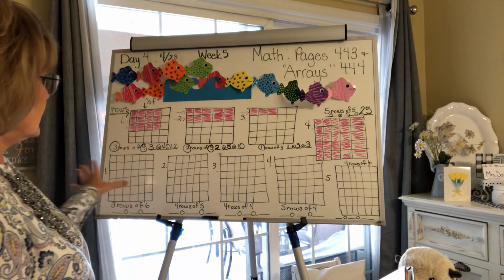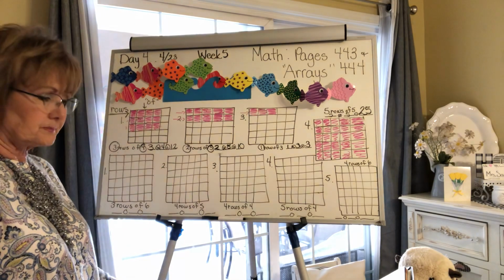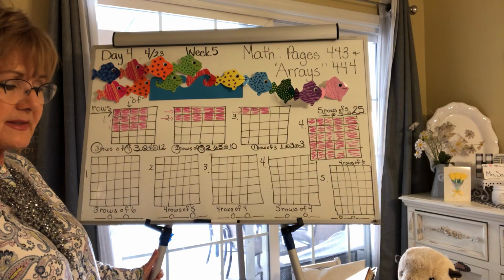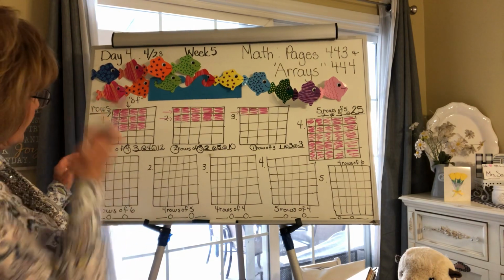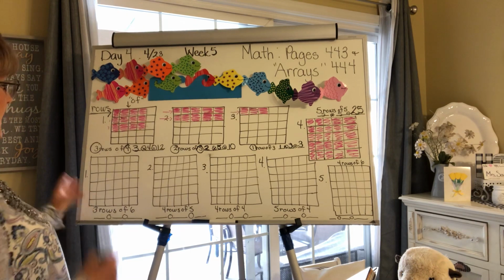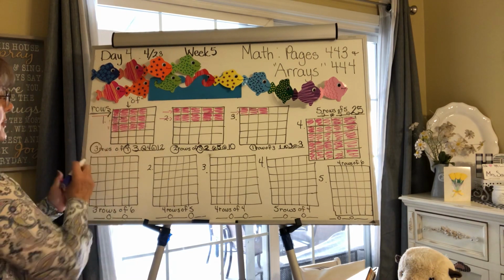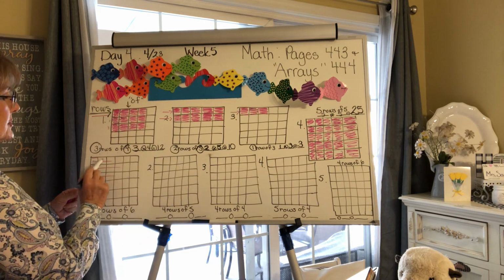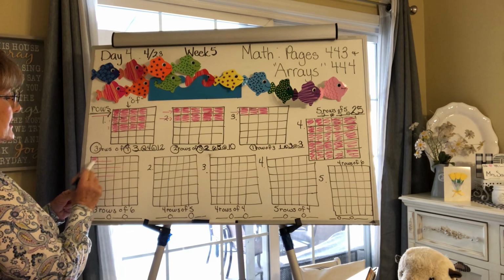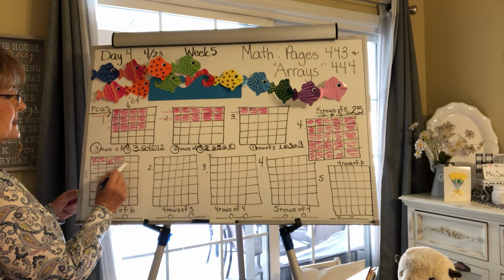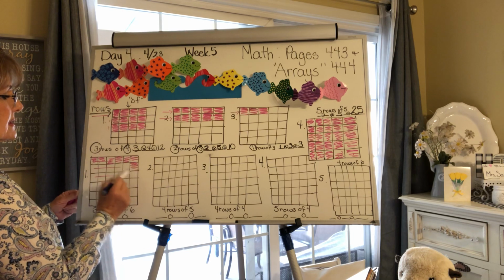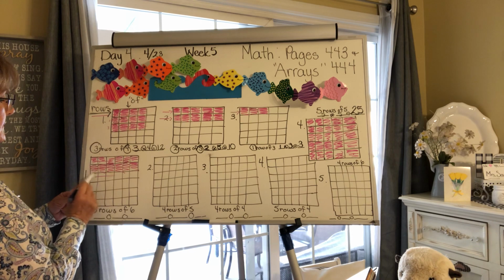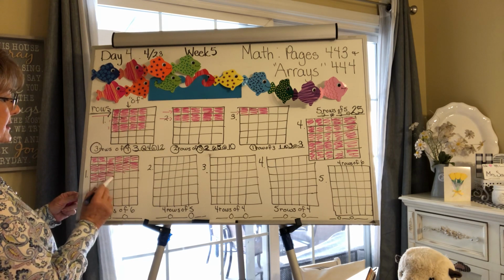Okay, so now we're going to the other page, page 444, where you're doing exactly the same thing. All right, here it says we have 3 rows of 6. So remember, rows go across. So it's 1, 2, 3 rows with 1, 2, 3, 4, 5, 6. So you're actually going all the way across those 3 rows, because each row will have 6 squares, and you have 3. So this is what 3 6s looks like.